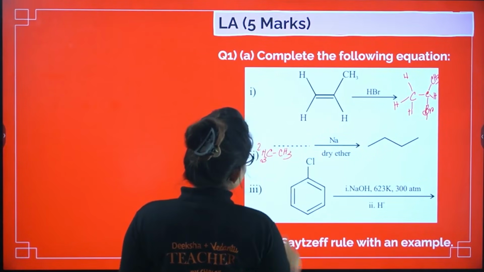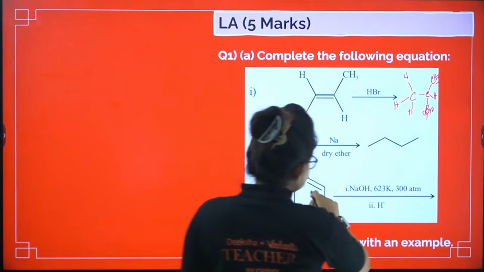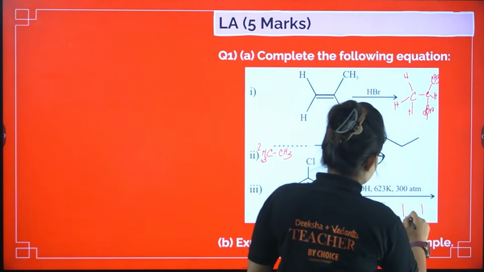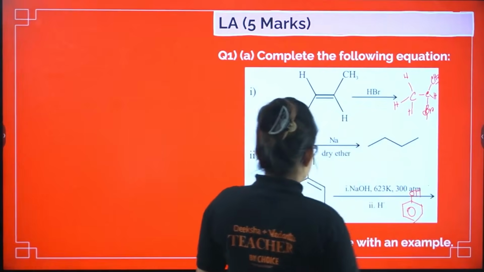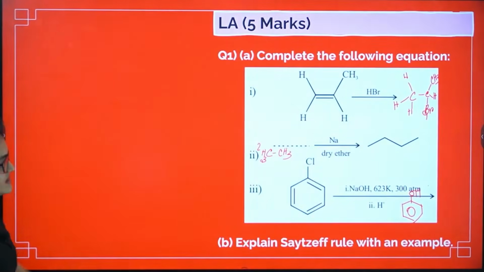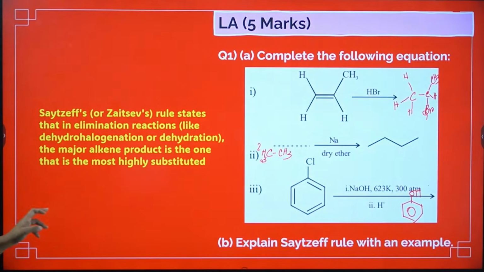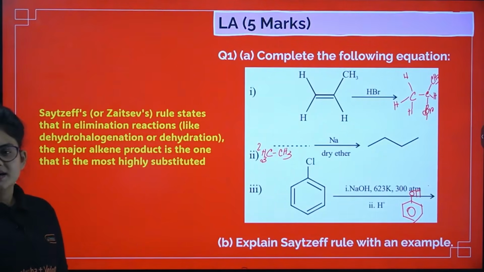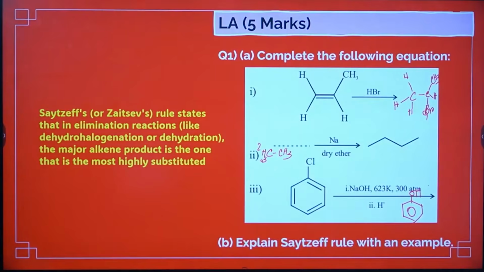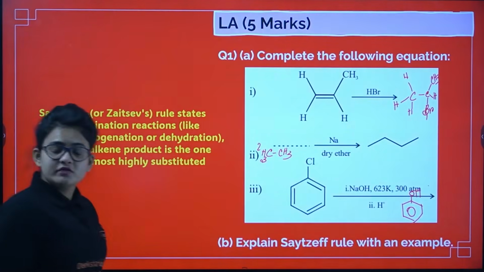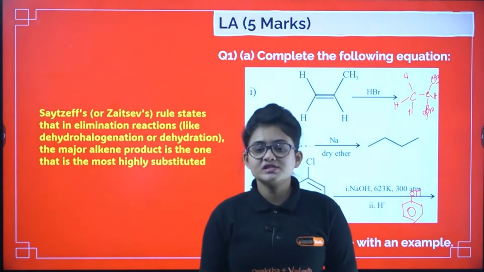Okay, 2 units of ethane I can start with, and this particular thing will give you phenol. Okay, now explain Saytzeff rule with an example. Saytzeff rule states that whenever elimination takes place, such as dehydrohalogenation, the major alkene product will be the one which is more substituted.